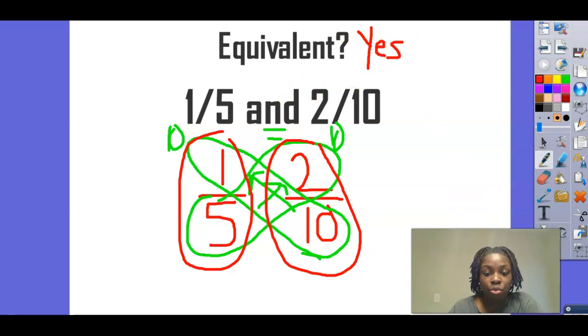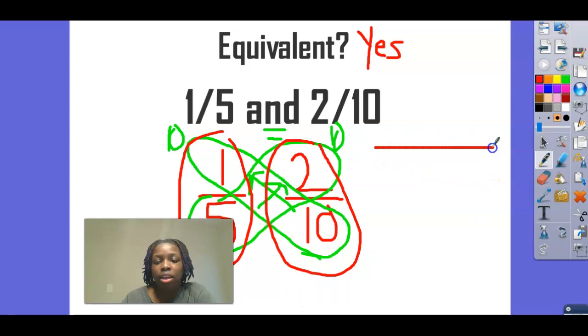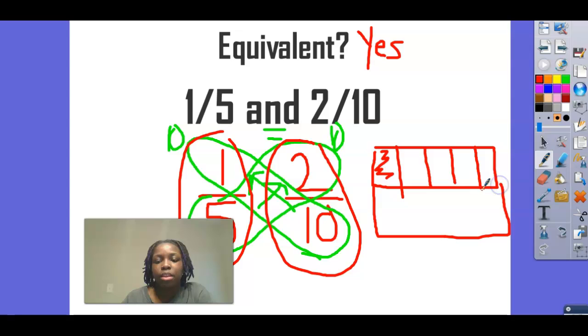And just to prove it, if I were to draw this out, I can prove to you that this is correct. So if I draw out 1/5, and then I want to draw out 2/10, right? So I'm going to draw out 2/10 also. This is a fifth. I'm going to split each one in half.